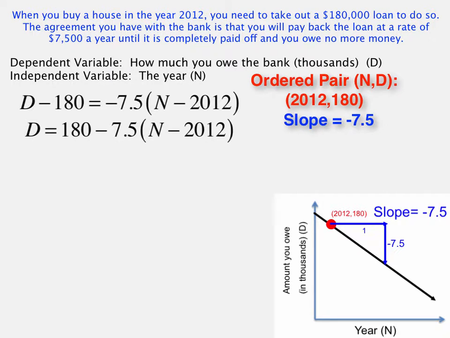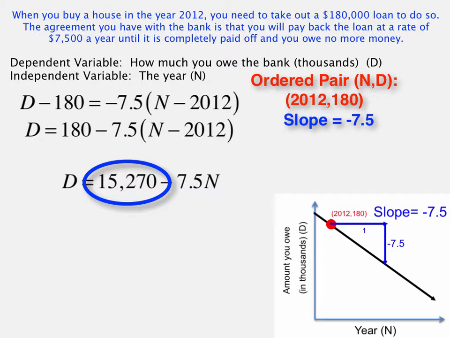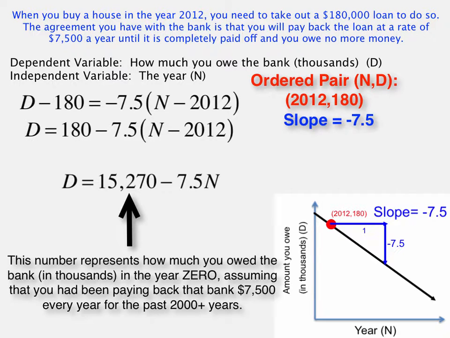year. One more note, if we went ahead and put this equation in slope-intercept form, we would get a crazy intercept. Remember that the D-intercept here represents how much you would owe the bank when N equals 0. That is, in the year 0.